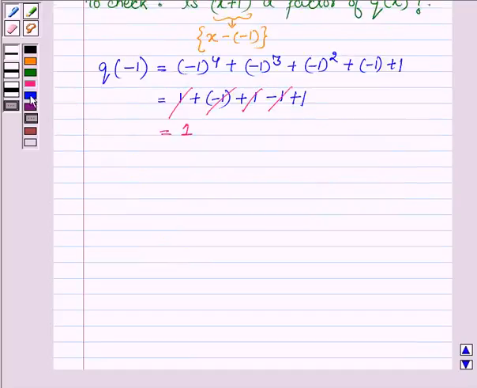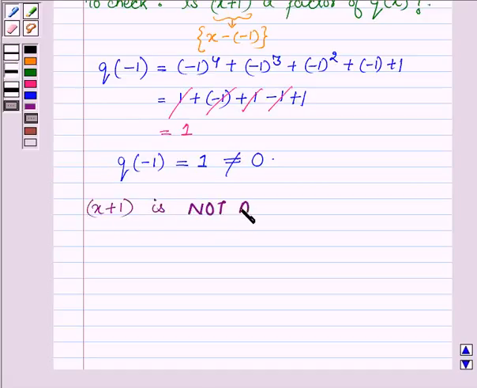So this implies Q(-1) is equal to 1, which is not equal to 0, and hence x plus 1 is not a factor of Q(x).